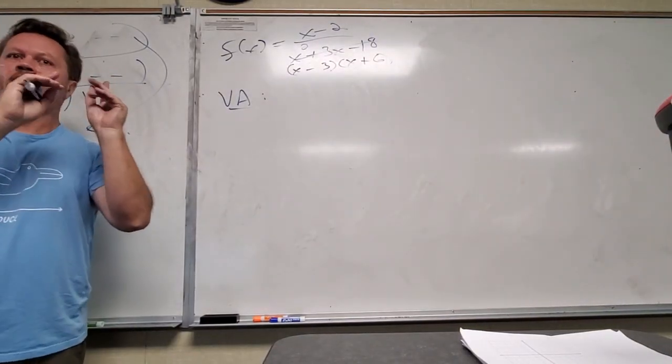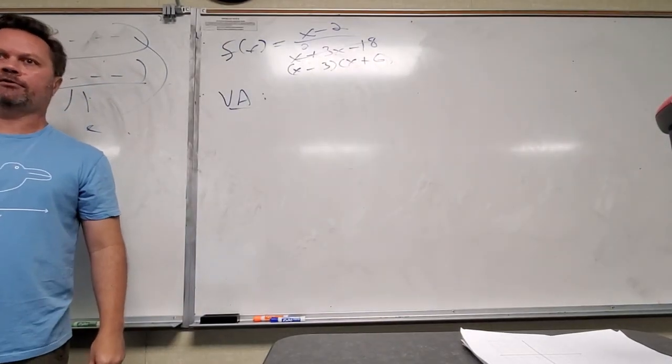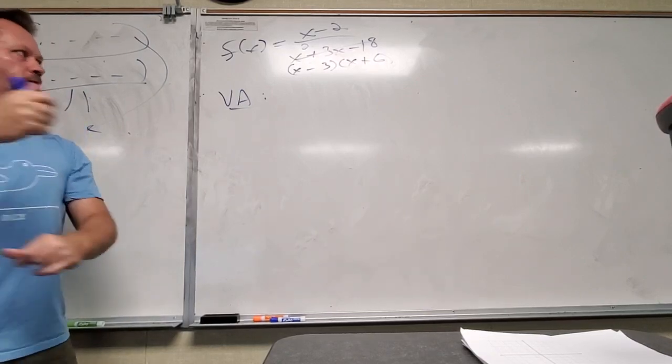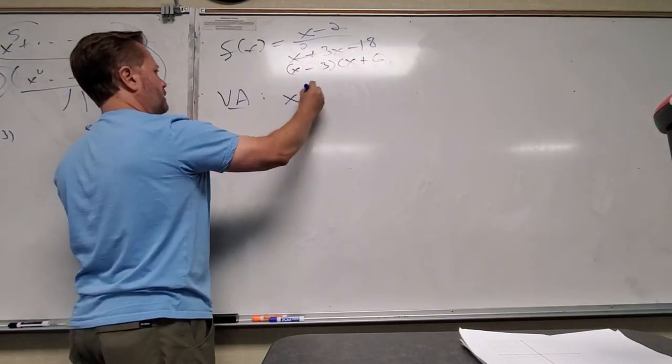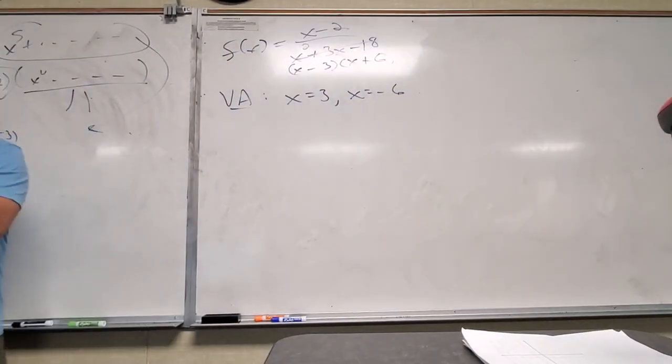When I ask you for an asymptote, isn't that a line? It's a dotted line we set up, correct? So the answer to the asymptote question should be an equation of a line. And the equations of the lines would be x equals 3 and x equals negative 6. Okay. Is everybody with me?